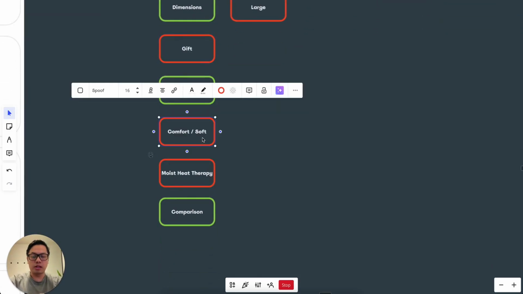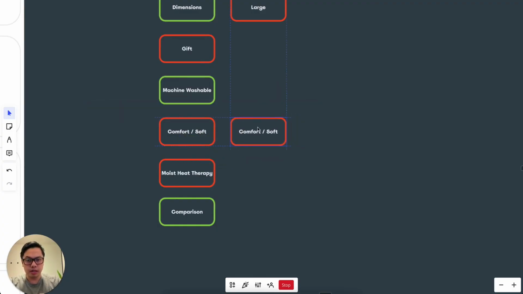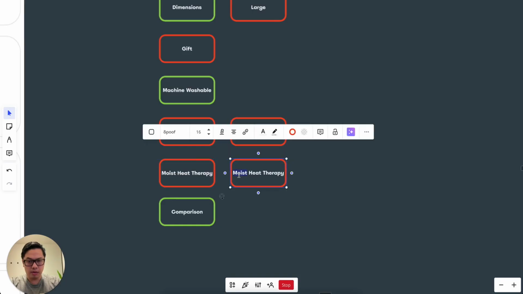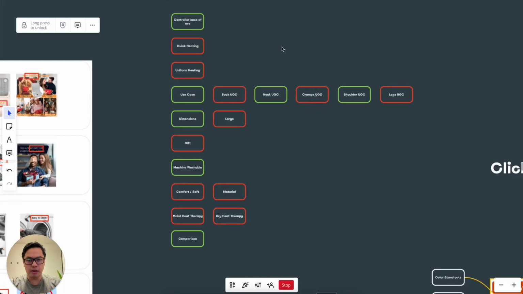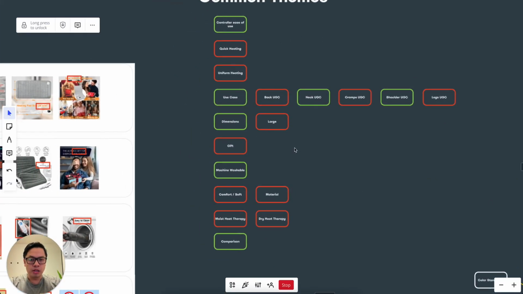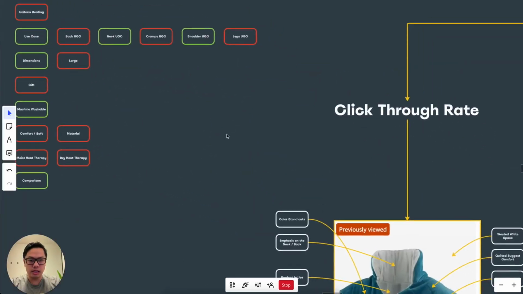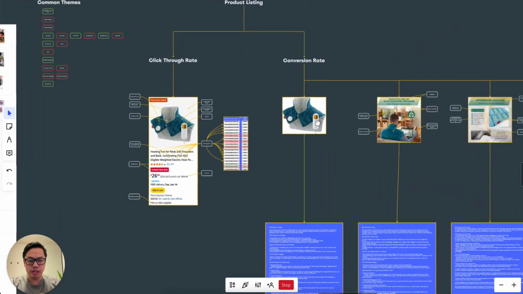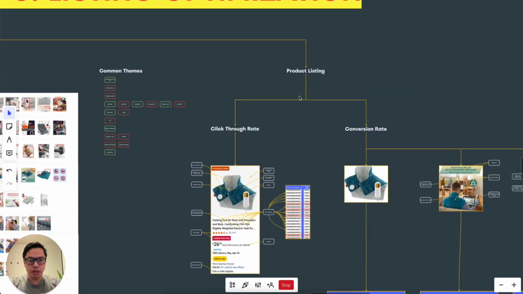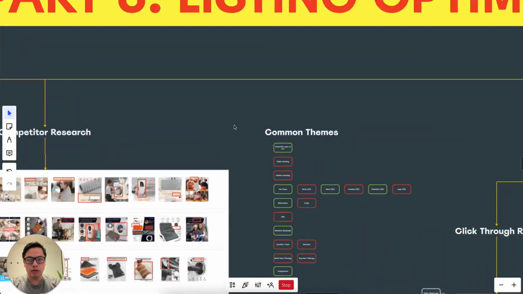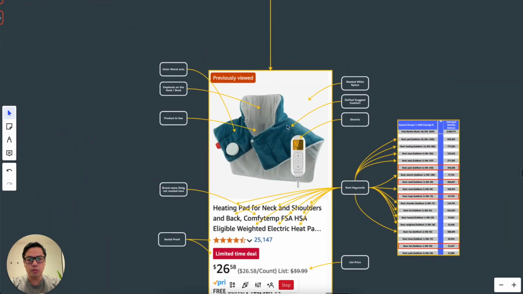Talked about comfort and soft. This one related specifically to the material. Moist heat therapy. They also talked about dry heat therapy. And then they threw in comparisons in many different forms here. So now we're going to go through the actual images themselves and see if we can kind of rip it apart and make it a little bit better. We're going to dive right into the product listing, and then we'll revisit our common themes and see what images we would have done instead.